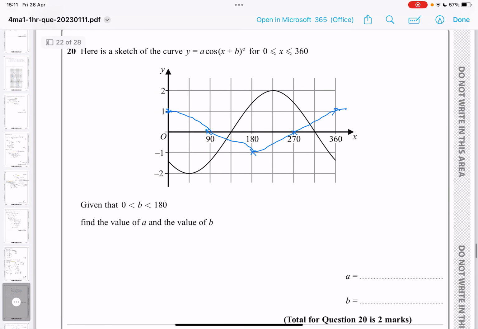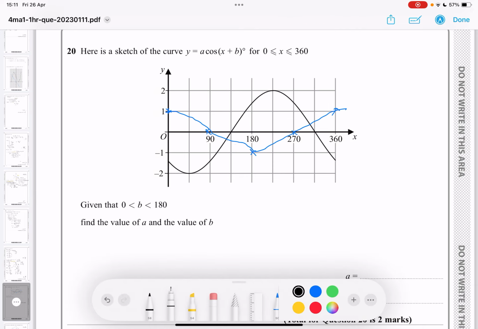Here is a sketch of the curve y equals a cos x plus b for x greater than or equal to 0 and less than or equal to 360. Given that b is greater than 0 and less than 180, find the values of a and b. Okay, so here what I've drawn in blue is the cos x graph. That's the normal cos x graph. And they've translated it to give you this black curve, which is y equals a cos x plus b.